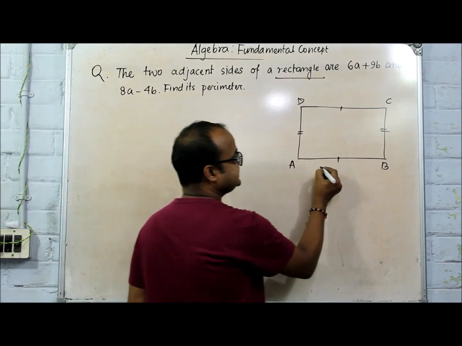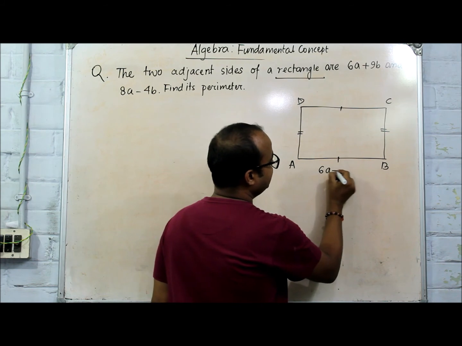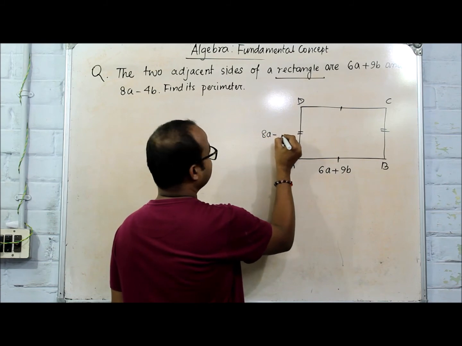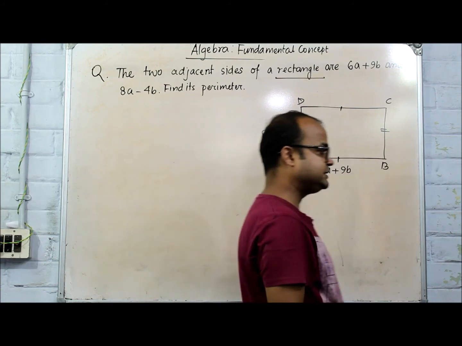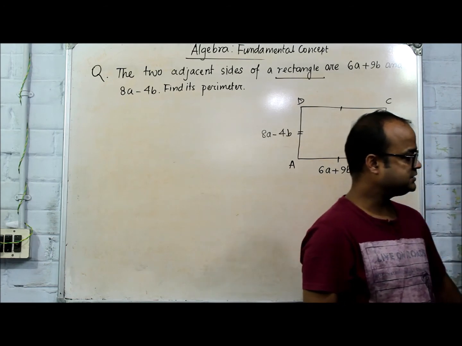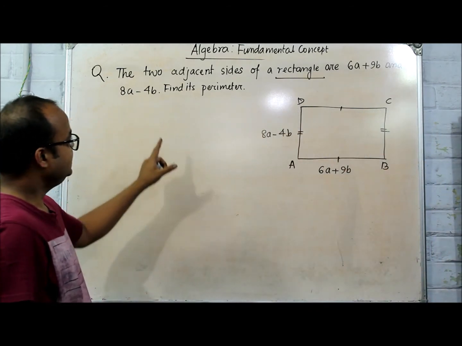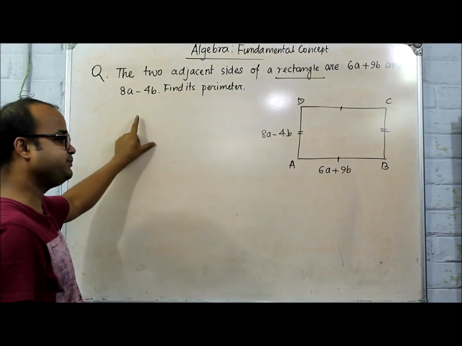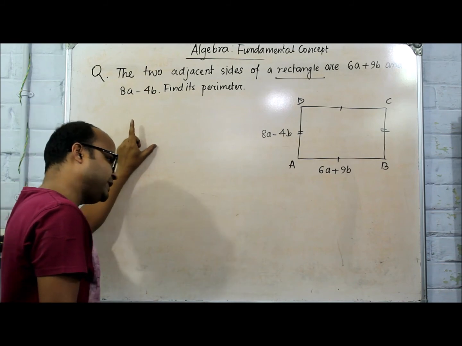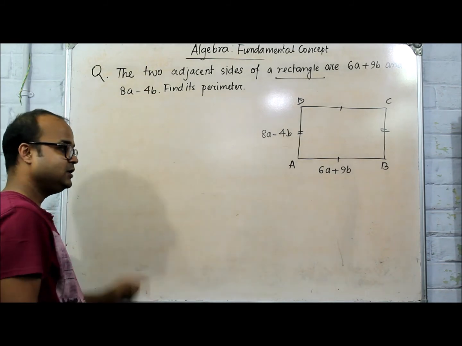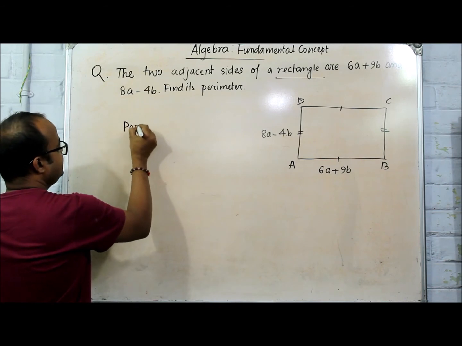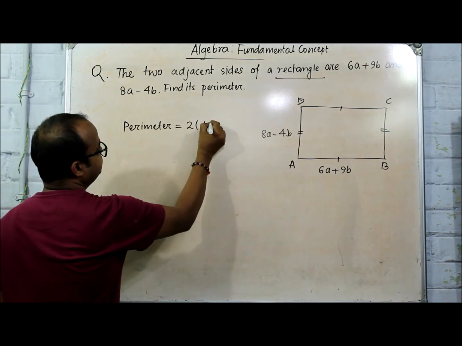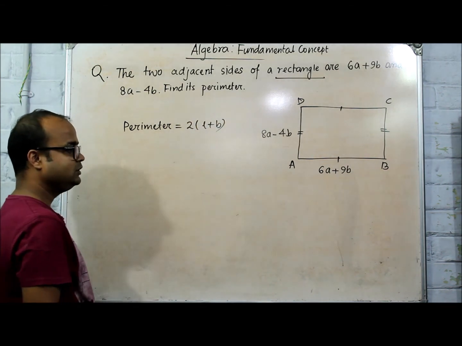So two adjacent sides are given as 6a plus 9b and 8a minus 4b. We need to find its perimeter. So the formula of perimeter is 2 into length plus breadth.